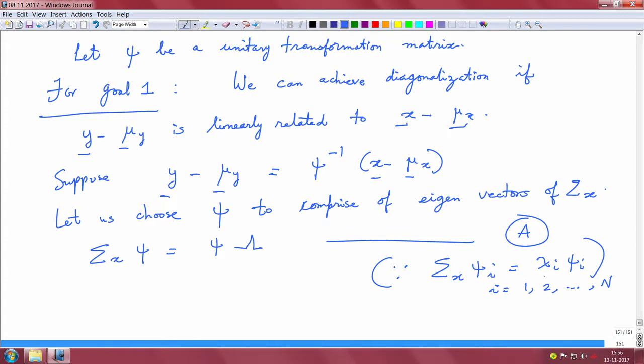And you stack all these lambda 1, lambda 2, lambda 3, it becomes a diagonal matrix of lambda, right? Lambda is diag lambda 1, lambda 2, dot dot, lambda n, okay, and then you can compute. Similarly, you stack the corresponding eigenvectors and you can get this.